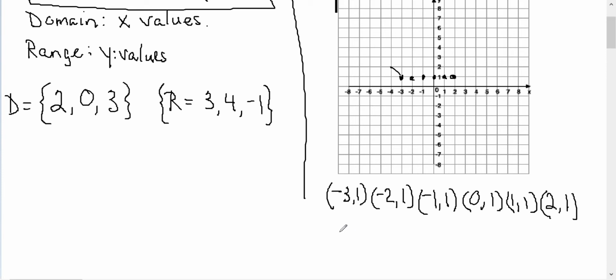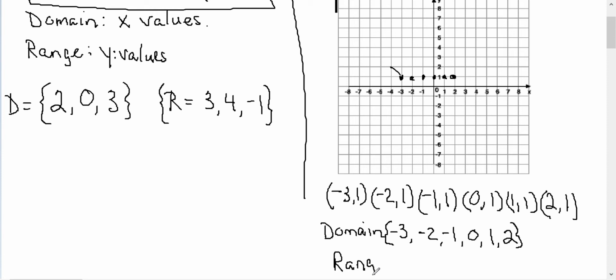And now, what is the domain of this graph, or these points, these relations? So it's going to again be all the x values. So all the x values on these points are going to be negative 3, negative 2, negative 1, 0, 1, 2. 1, 2, 3, 4, 5, 6. So here's all the x values. So this is the domain.